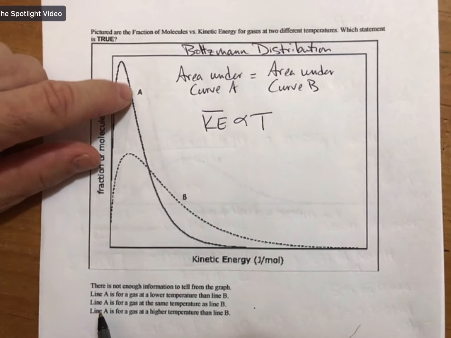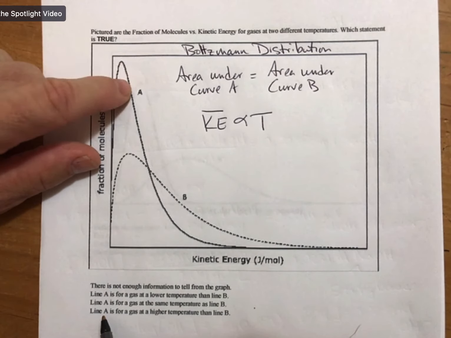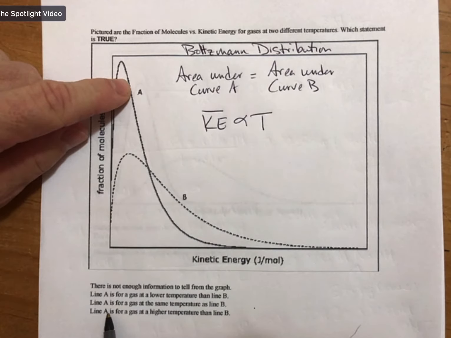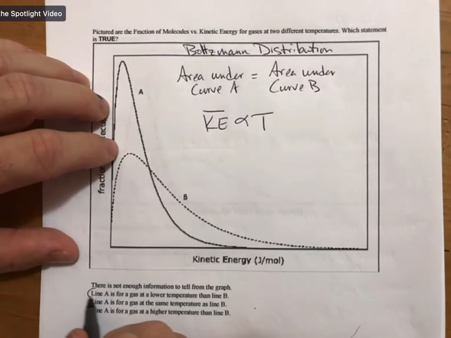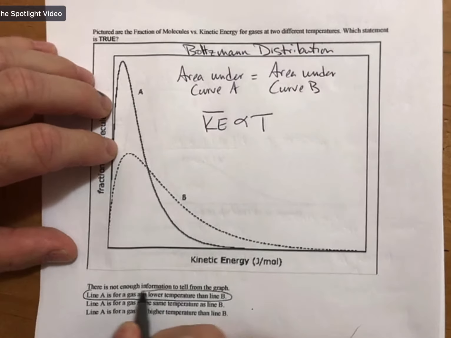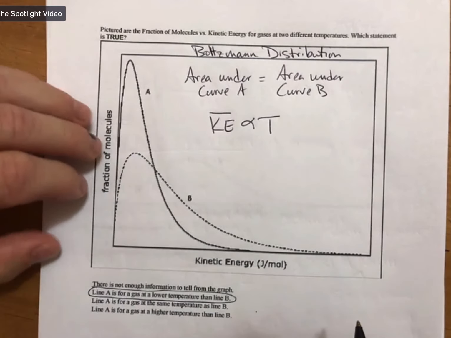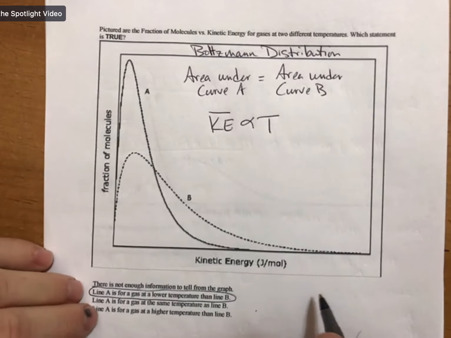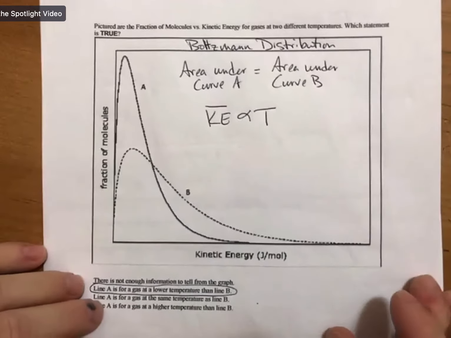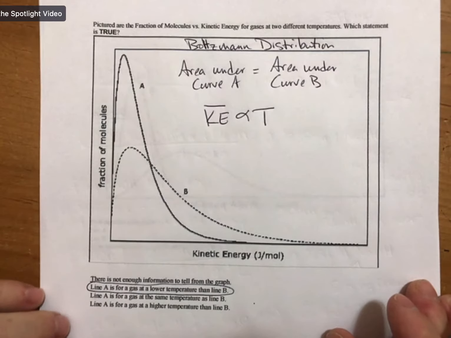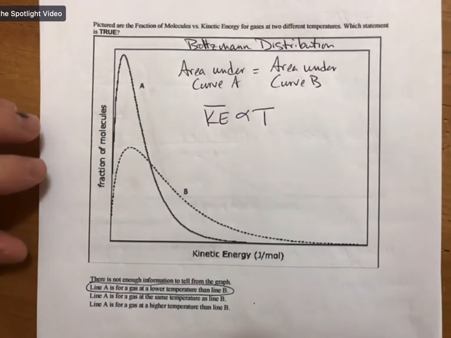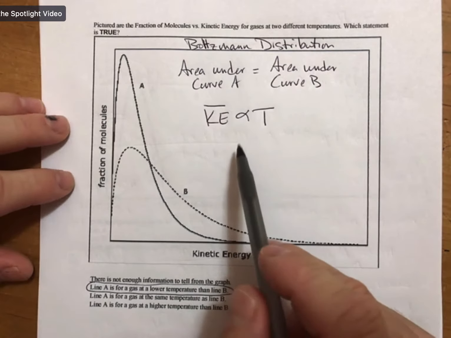So if we look down here and we're trying to answer this question, we know that A is for a gas at lower temperature, because A is a curve at lower kinetic energies. And line A is for a gas at lower temperature than line B. That is true. So that is the answer for this one. I think there's only one question in the pool on this, although there may be a couple variations, but for now I think there's only one.